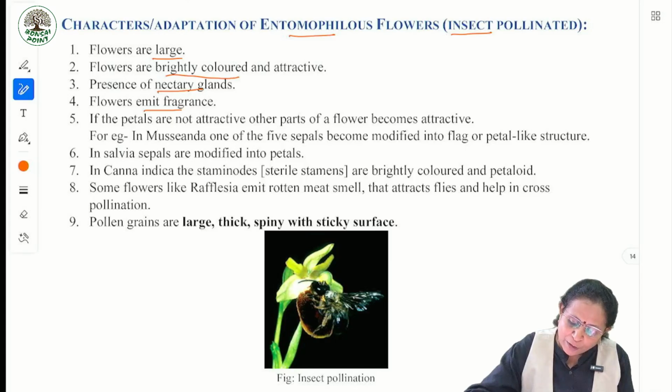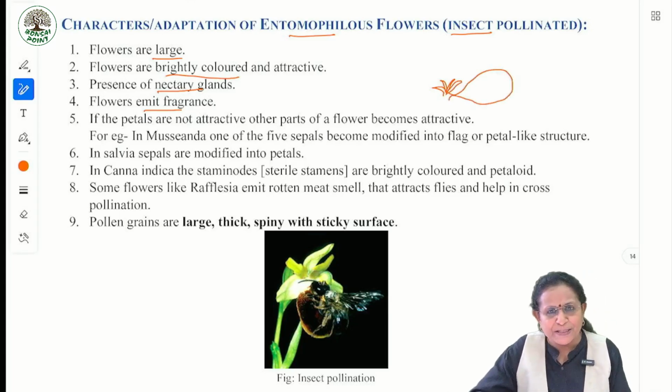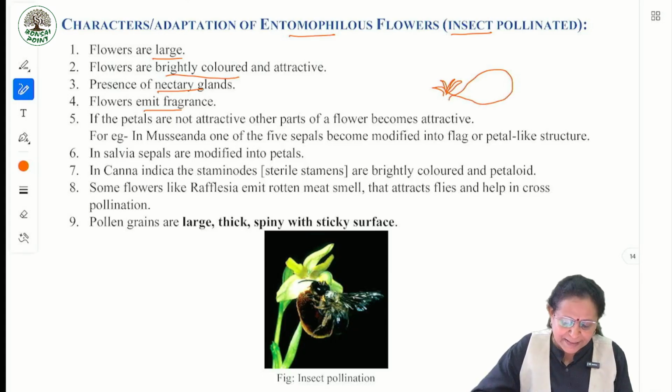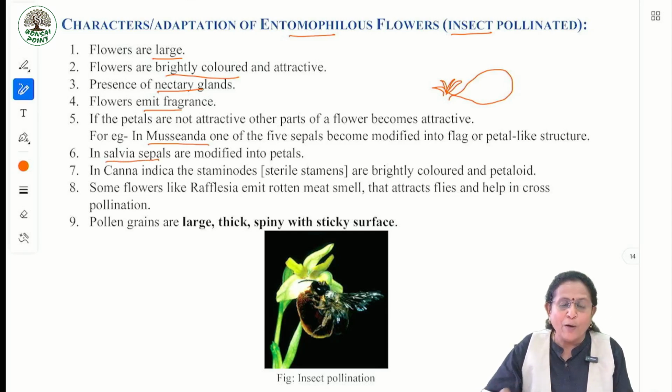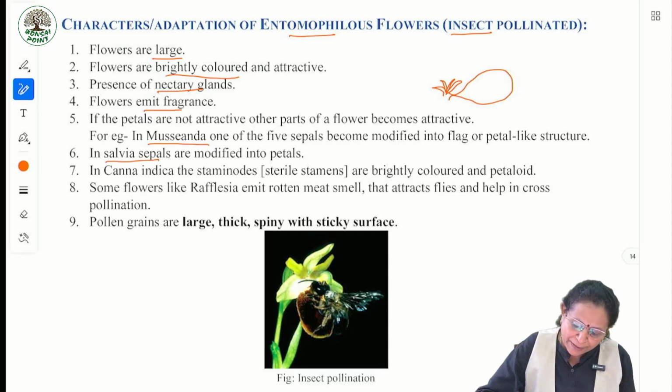Suppose the petals are not attractive. For example, in Mussaenda we see like this. Petals are small. Thereby, one of the sepals is modified into a petal-like structure to attract the insect. Okay. This is a very important 1 mark and NEET question. In Salvia, all the sepals are modified into petals.